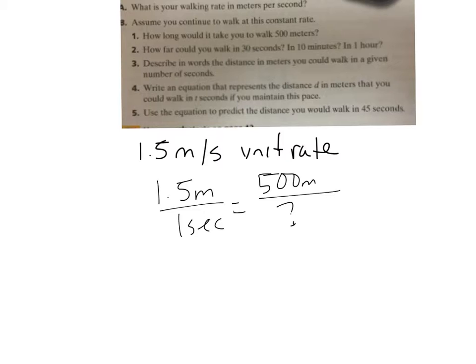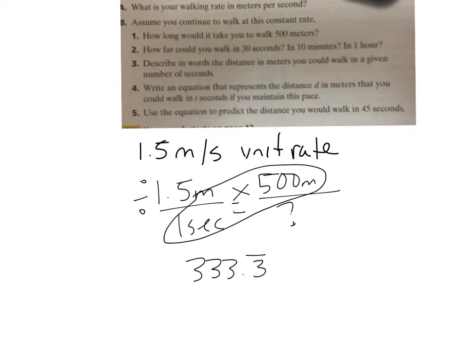So last year in 7th grade, you learned proportion. So what you would do is you would cross multiply 500 times 1 and divide by the remaining number. 500 times 1 is 500, divided by 1.5 is 333.3 repeating seconds, because that's what we're looking for, how long it would take. So that's 333.3 repeating seconds. So that's how you would do number one. You would set up a proportion.